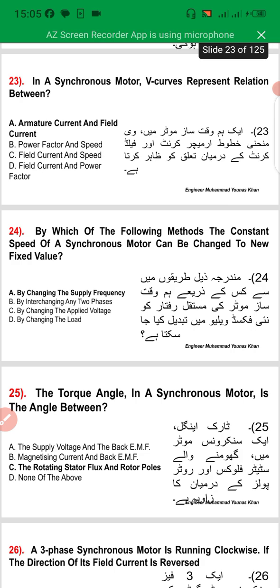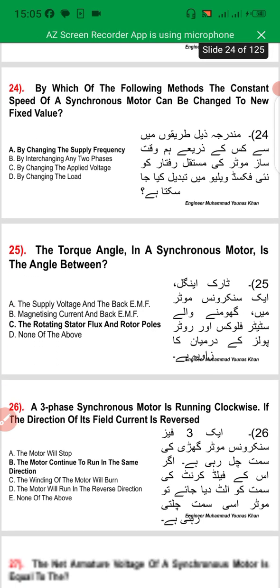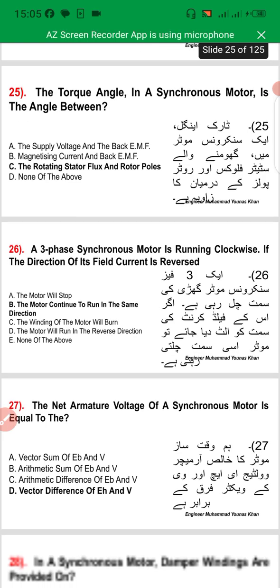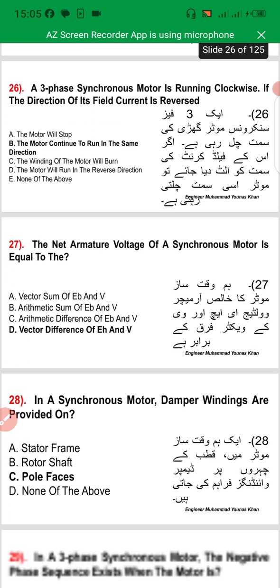In a synchronous motor, V curves represent the relation between armature current and field current. By which of the following methods can the constant speed of a synchronous motor be changed to a new fixed value? By changing the supply frequency. The torque angle in a synchronous motor is the angle between the rotating stator flux and rotor poles.